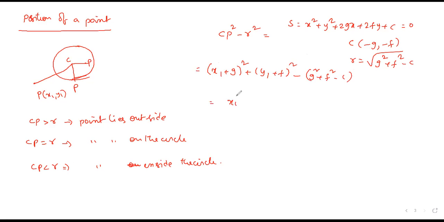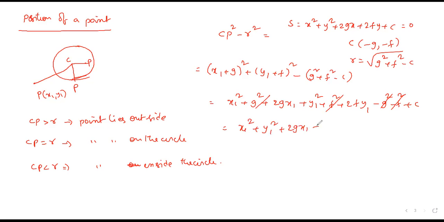By simplifying, x1 square plus g square plus 2g x1 plus y1 square plus f square plus 2f y1 minus g square minus f square minus, or minus c is plus c. G square and f square will cancel. So the remaining is x1 square plus y1 square plus 2g x1 plus 2f y1 plus c, and this is nothing but our notation S11.